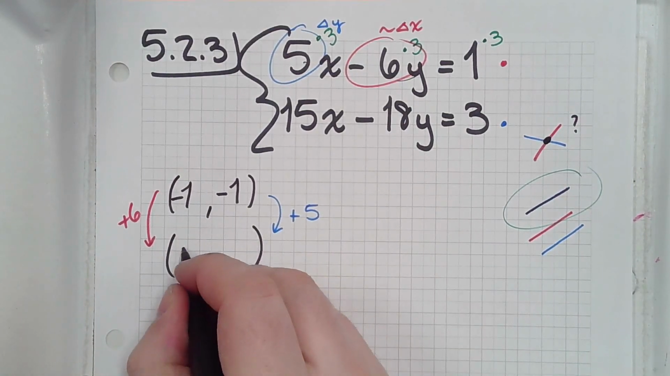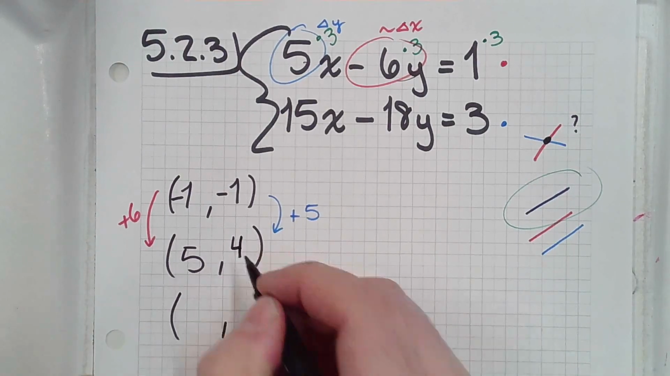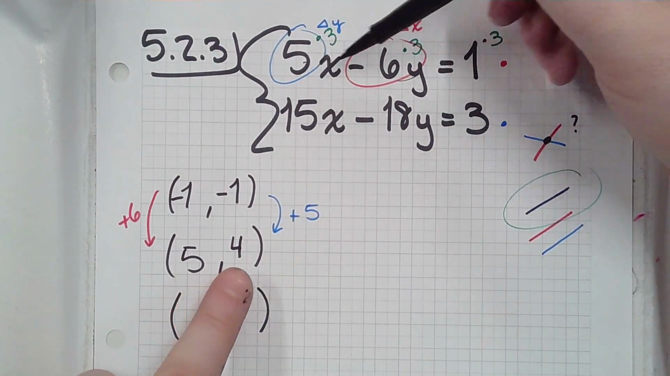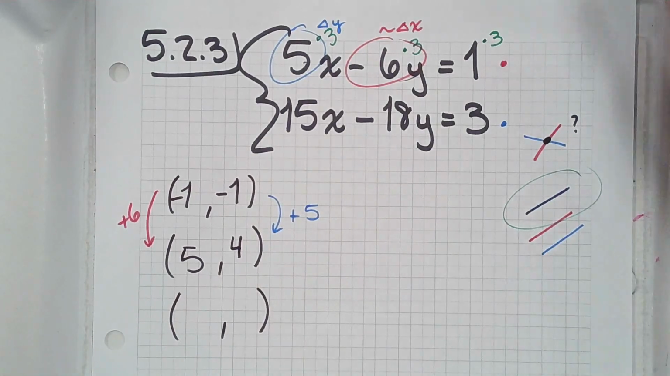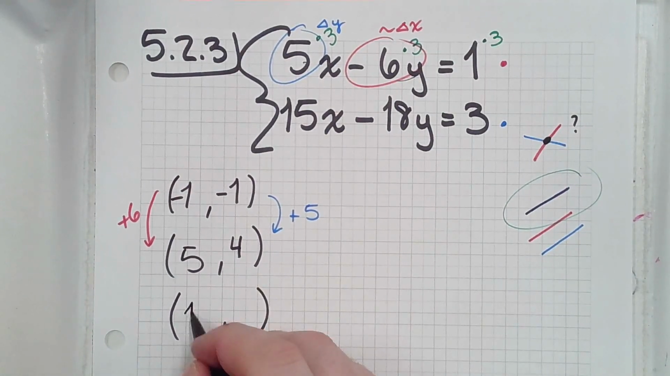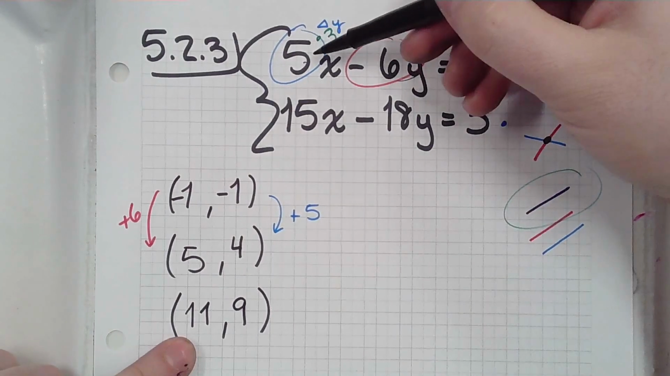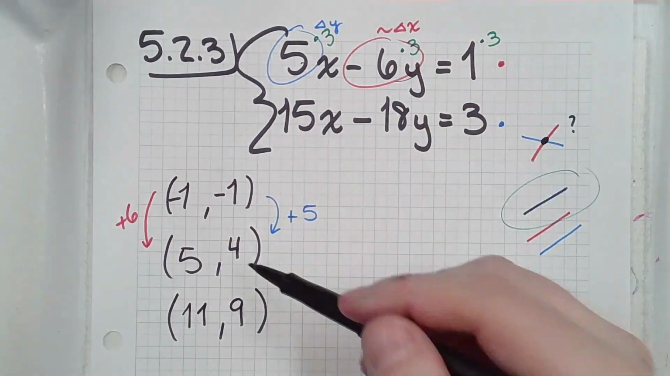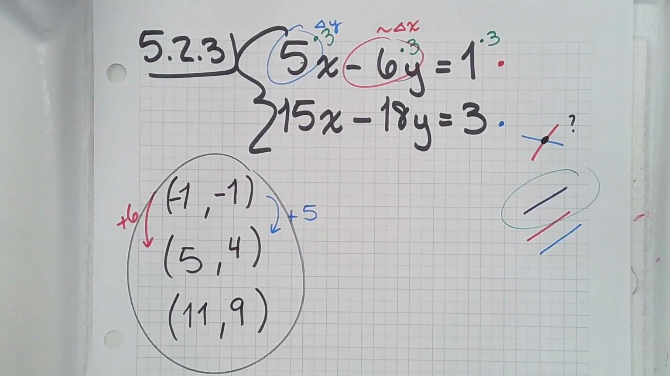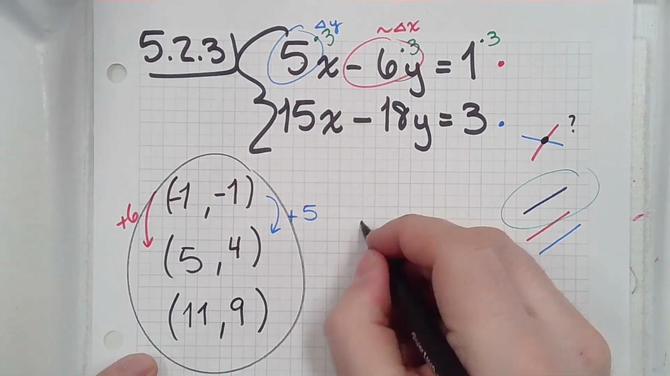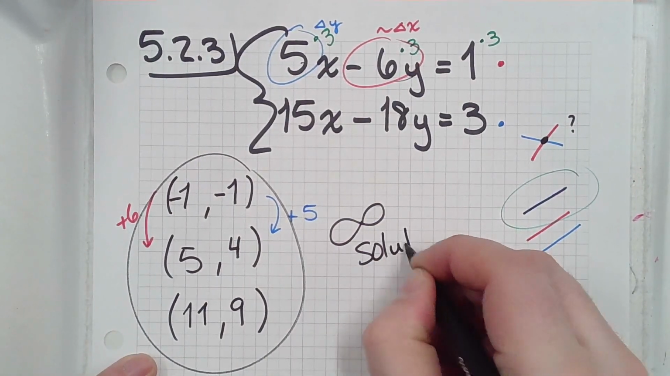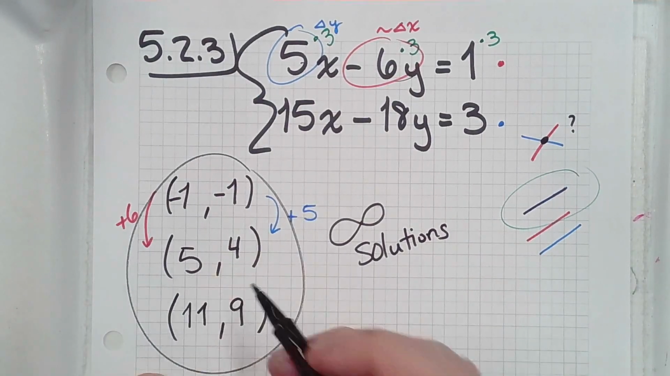If we add 6 to that, we get 5. If we add 5 to that, we get 4. Let's check it. 25 minus 24 is 1. Perfect. If we do that again, we get 11 and 9. 55 minus 54 is 1. And of course, these will work in the bottom because the bottom's the same thing as the top. So there were infinite solutions here, and here are some examples that could work.